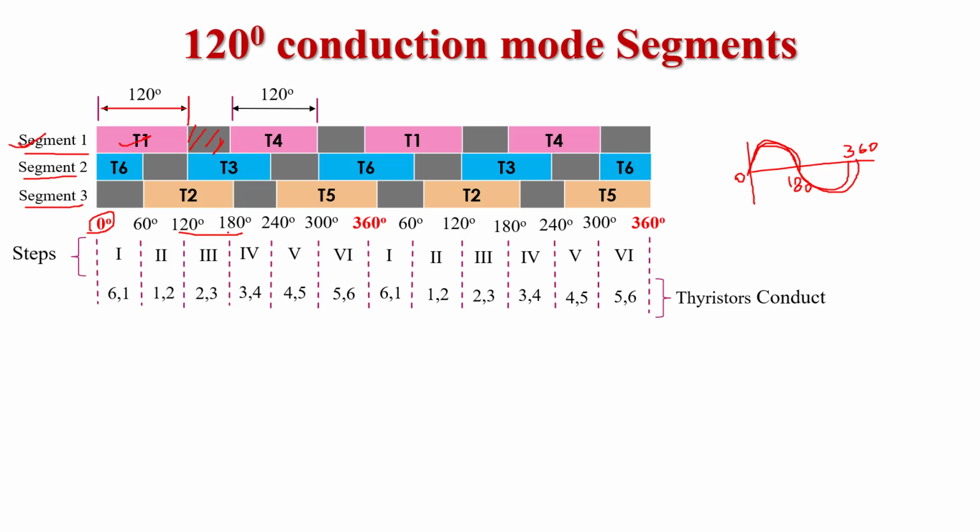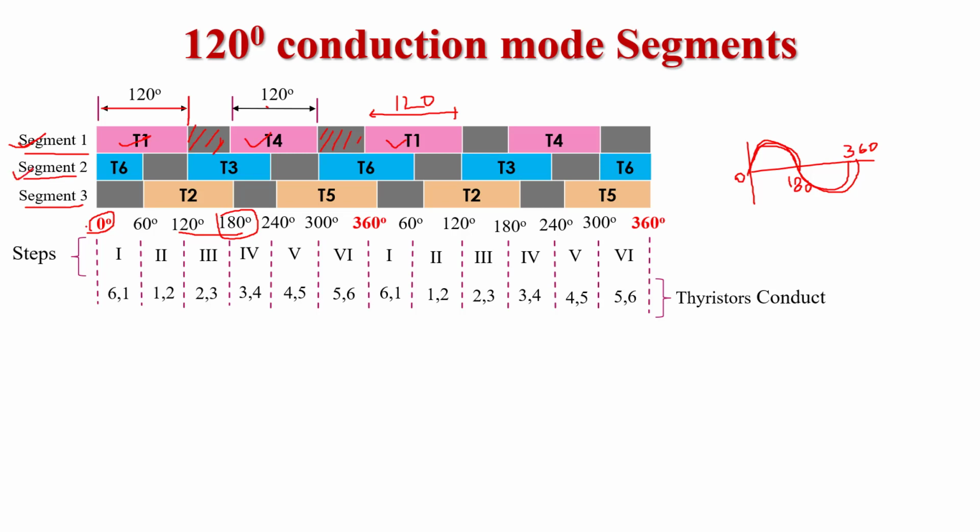Now at omega T equals 180 degrees, we provide a triggering pulse to thyristor T4 and T4 starts conducting for 120 degrees, that is from 180 degrees to 300 degrees. After 300 degrees neither thyristor T1 nor thyristor T4 will conduct, because it is a 120 degree conduction mode. After that, we again give a firing pulse to thyristor T1 and T1 conducts for 120 degrees, and so on. Now consider segment 2.